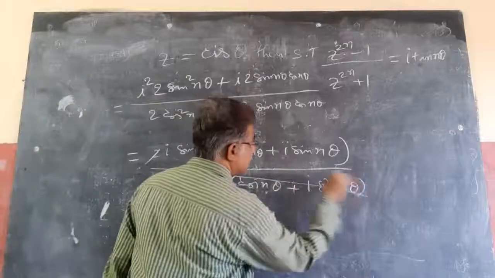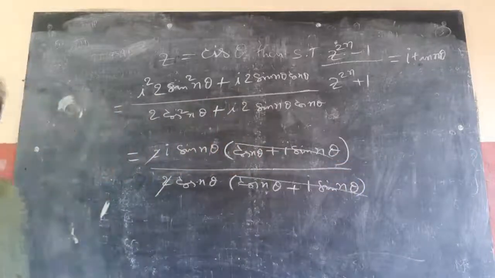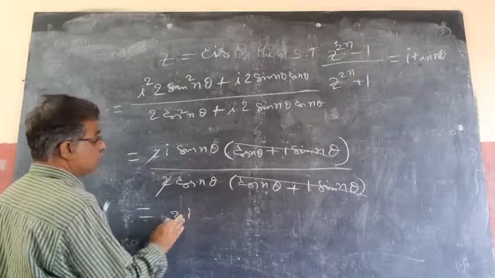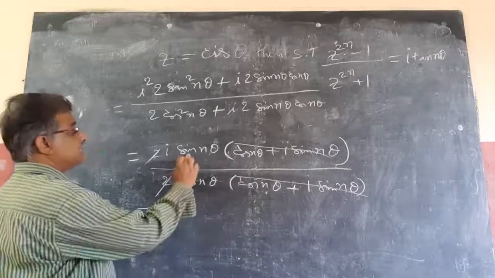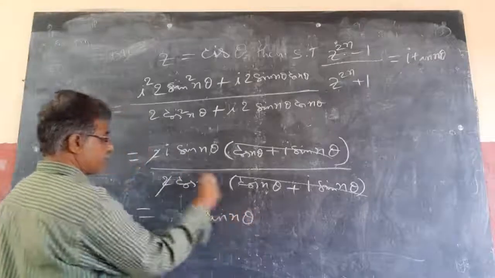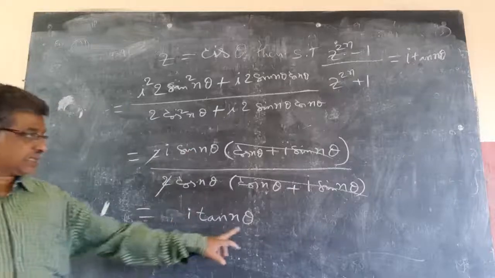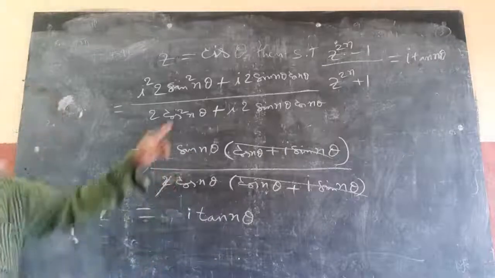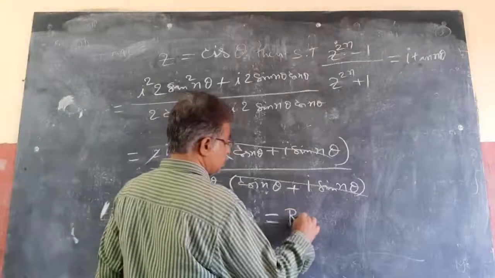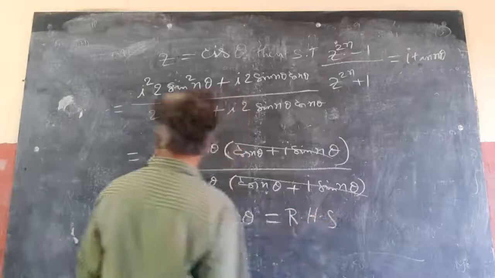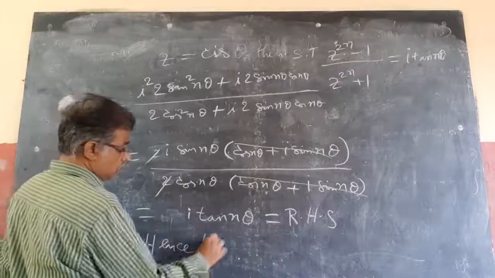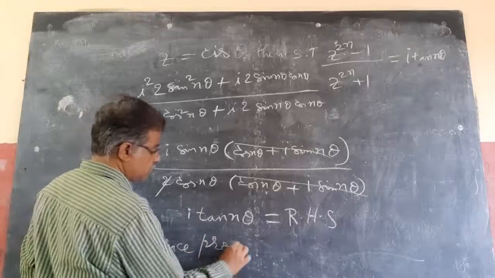And cos n theta plus i sin n theta, cos n theta plus i sin n theta gets cancelled. Left out is 2i, 2 also cancelled. i into sin n theta by cos n theta, that is tan n theta. So that one is asked to prove. Therefore LHS equal to RHS, hence proved.